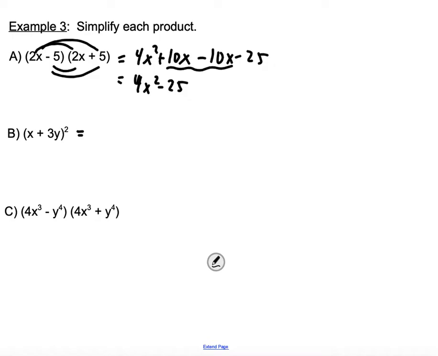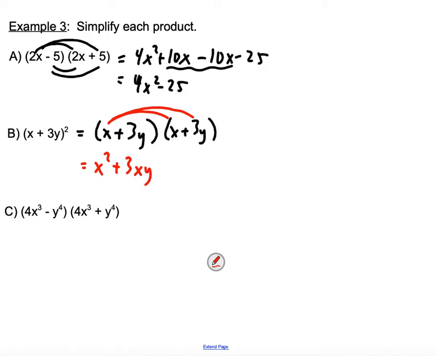You've got to FOIL this thing out, because x plus 3y squared there means x plus 3y times x plus 3y. So again, FOIL it or use double distributive property. Distribute the x through, you get x squared plus 3xy. Distribute the 3y through.